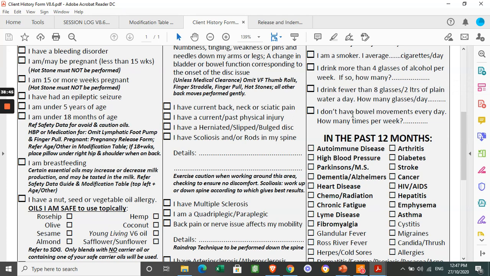And then also, I don't have bowel movements every day. If so, how many times per week? Because obviously we want their body to be working more efficiently and more effectively. The beautiful thing about hot stone and relaxation is that it frees up some of that tension, stress and anxiety that prevents people from having regular bowel movements every day.